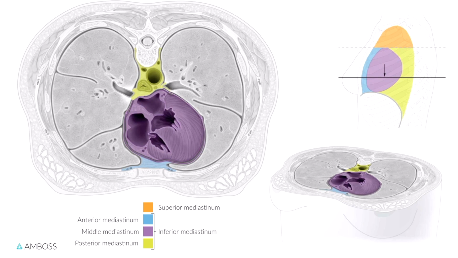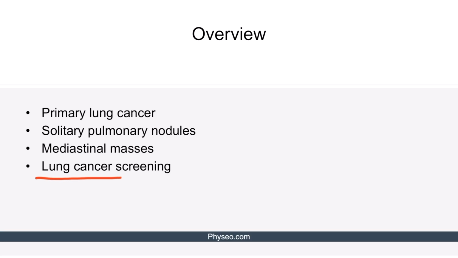Here is a nice image from our partnership with Amboss that highlights several important features of the mediastinum. And from this image, we can note how the mediastinum is divided. Having this image in mind can help you remember the possible masses that could be found in each area of the mediastinum. All right, now let's move on to discuss lung cancer screening.